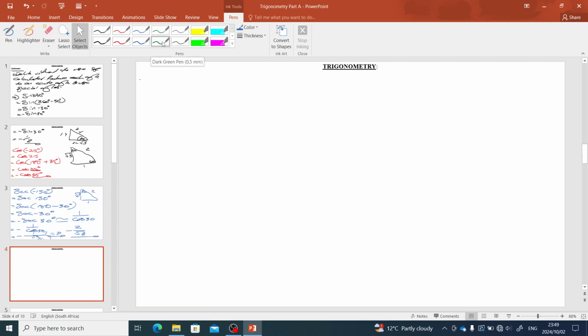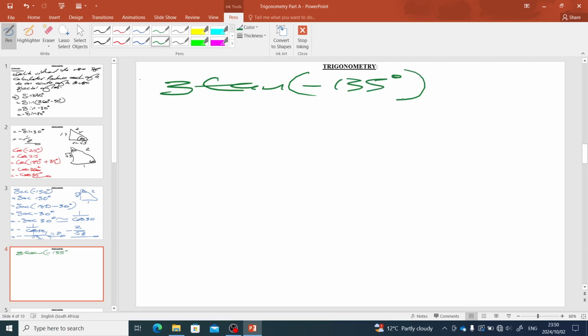Let's look at another example. Let's say we are given 3 tan open bracket negative 135 degrees, and they want us to simplify without the use of a calculator. Then without the use of a calculator, it will be negative 3 tan 135 degrees. That's what we will have there.